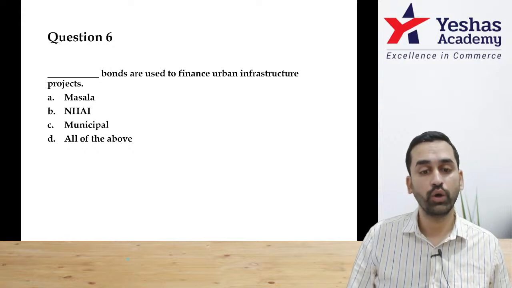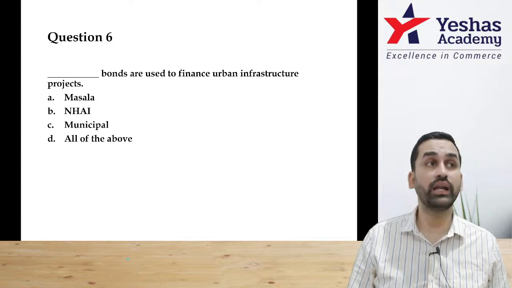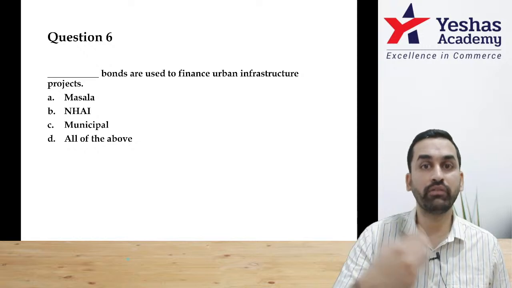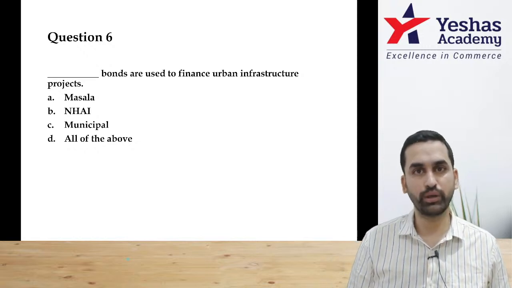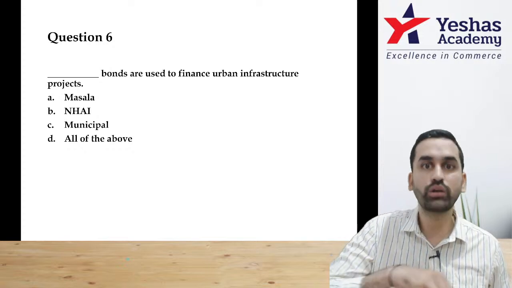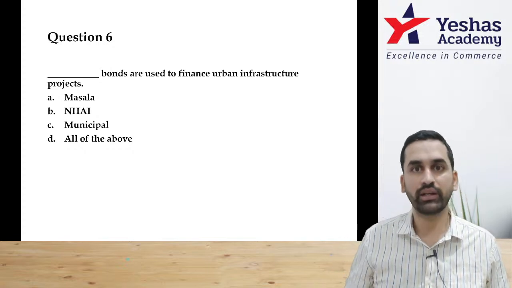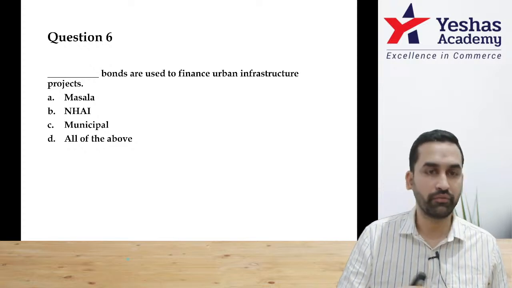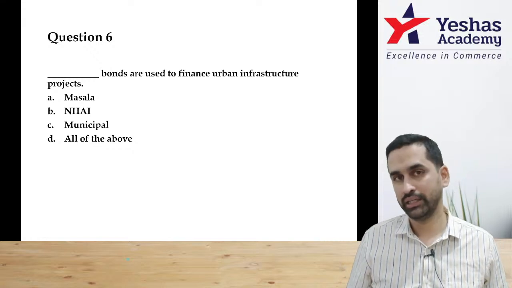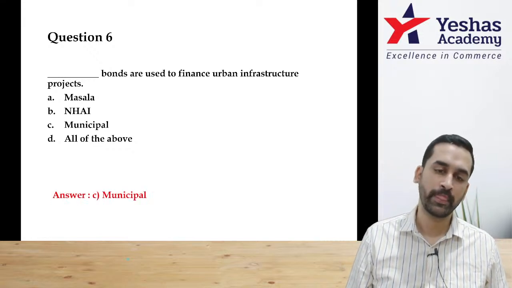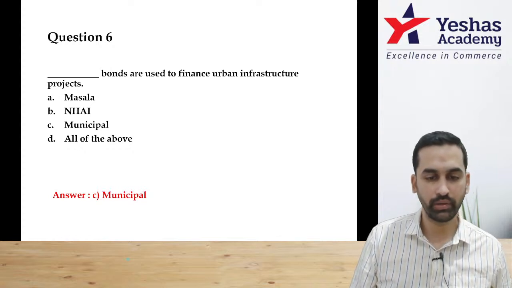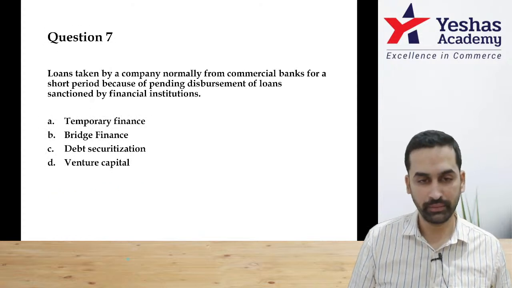Municipal bonds. Who will issue municipal bonds? Sir, local authority. Local authority, the city corporation, has the power to issue. Mumbai Corporation, Delhi Corporation, Bangalore Corporation, Chennai Corporation, they want to do some city infrastructure work, some water supply project, some flyover, some underpass, some footpath project. For that they need money. For that they go for municipal bonds. Option C is the correct answer, municipal bonds. Yeah, perfect.